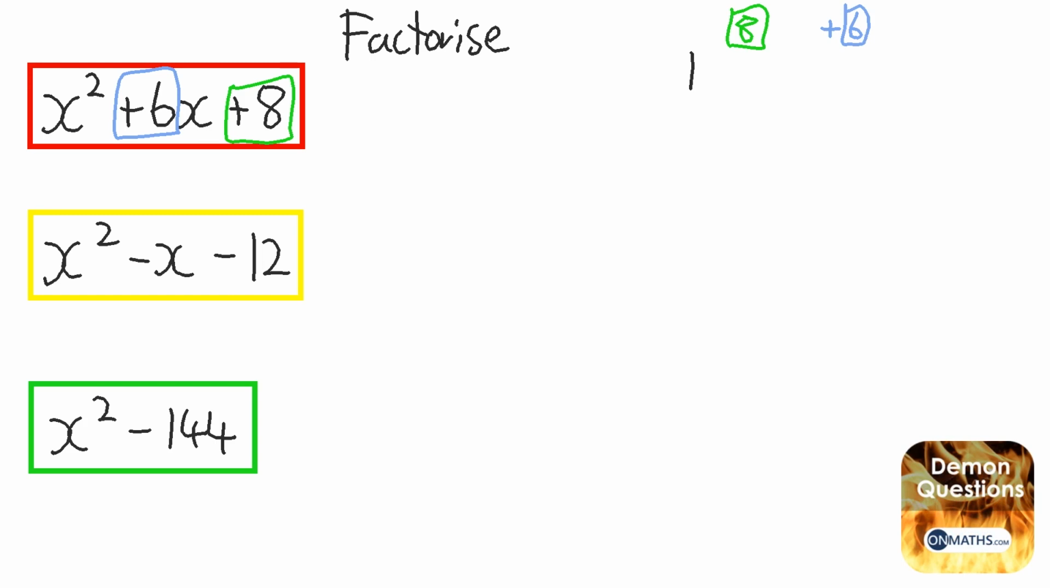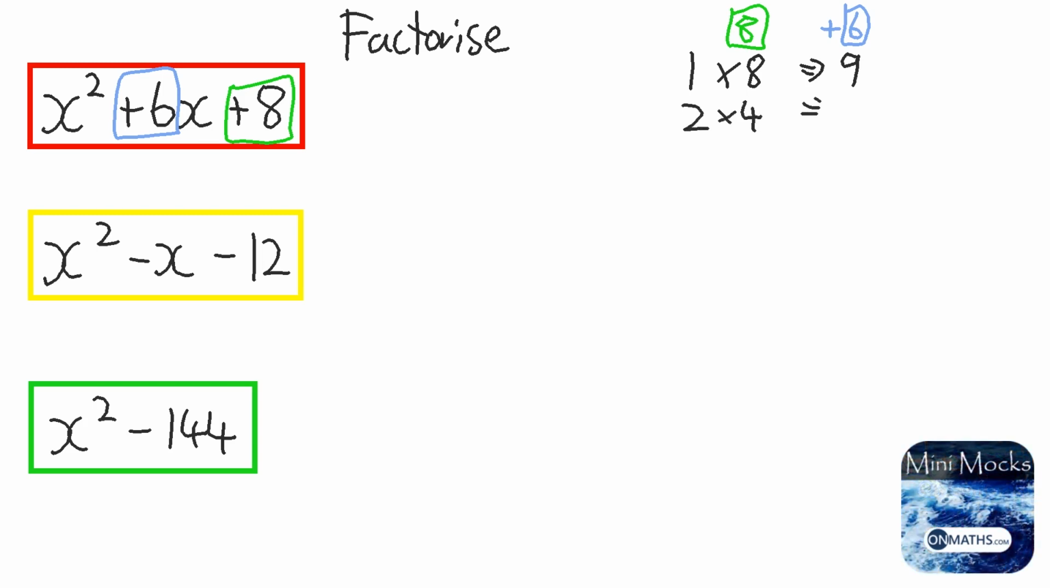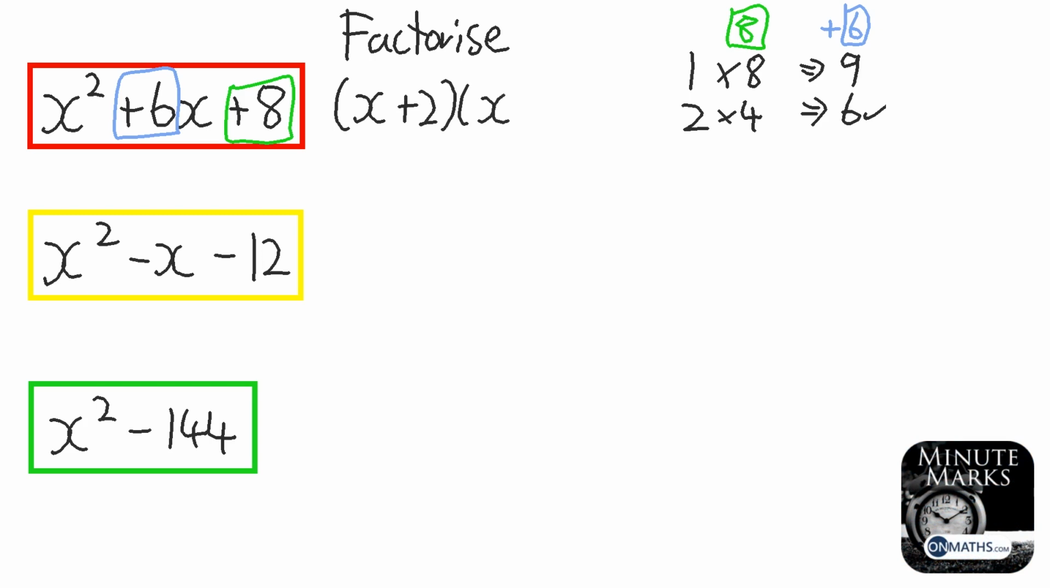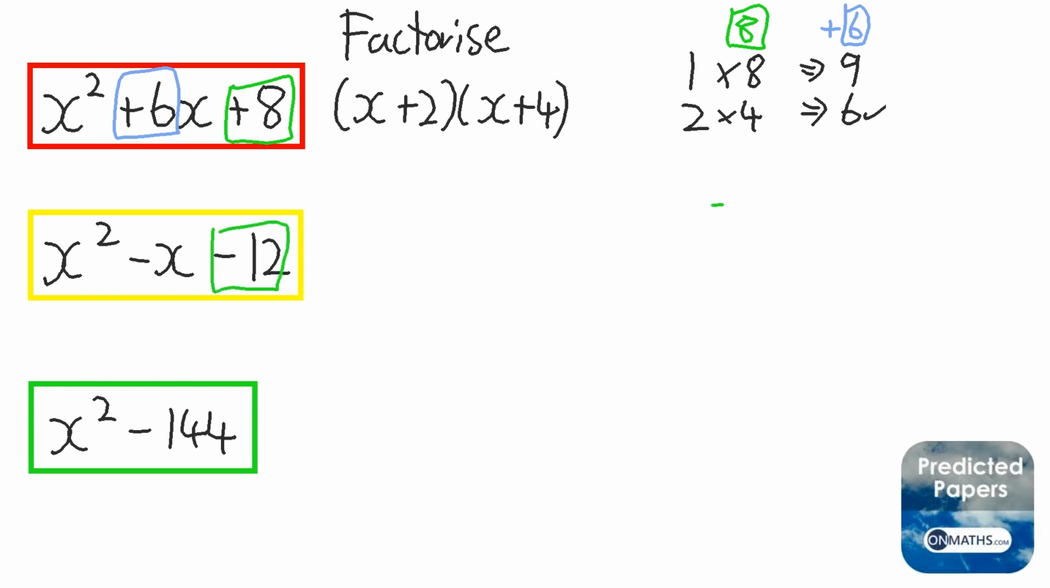Okay, so factors of 8. 1 times 8, they'll add together to make 9. That's not right. We don't want that. 2 times 4, they'll add together to make 6. And that's perfect. That's what we want. So the brackets are going to be x plus 2, x plus 4. Brilliant.